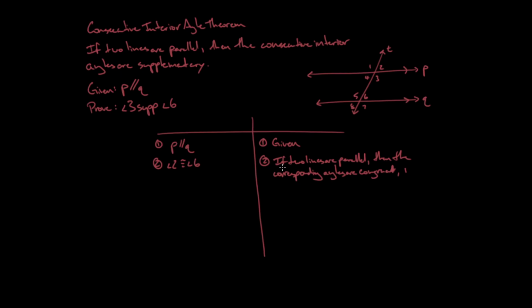Let me check myself though really quick. So if two lines are parallel, where did I say that? It was up here in statement number 1, which then allows me to say then the corresponding angles are congruent, which is what I said here in 2. Okay, great. So that all matches up.